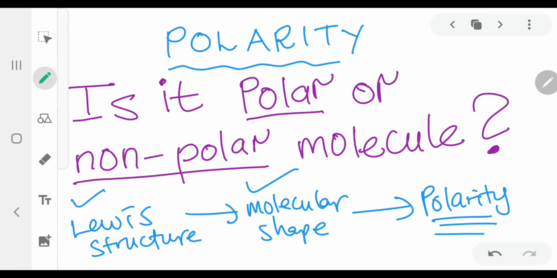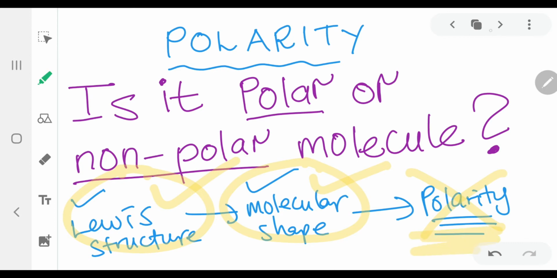So if you don't know how to identify this and this, it would be difficult for you to know this one. So it's better for you to learn this first, and after you have mastered how to identify the most plausible Lewis structure, you would be able to identify the correct molecular shapes, and you would be able to do this polarity right over here.